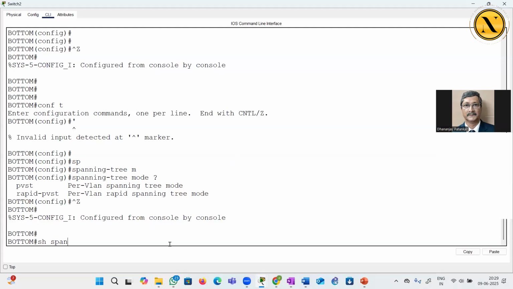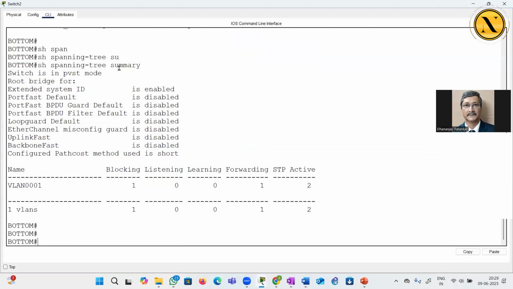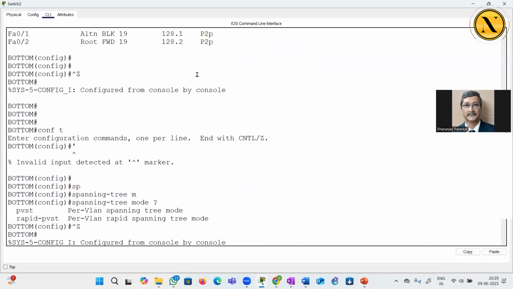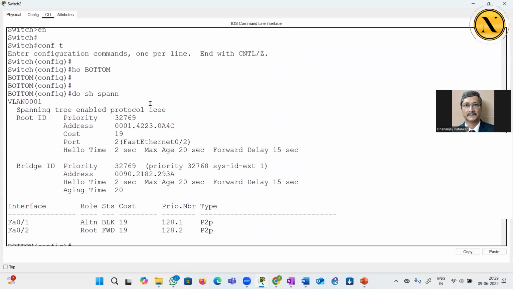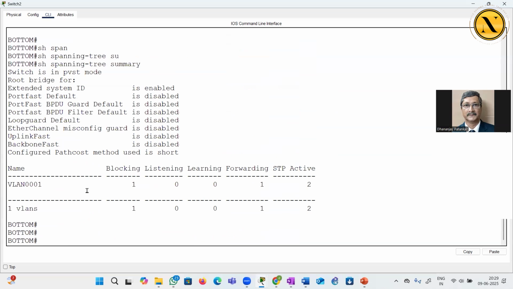Now check. Show spanning tree summary. Look, show spanning tree summary. So the switch is in PVST mode. See that? So IEEE stands for PVST. Understood? Indirectly, IEEE means PVST.